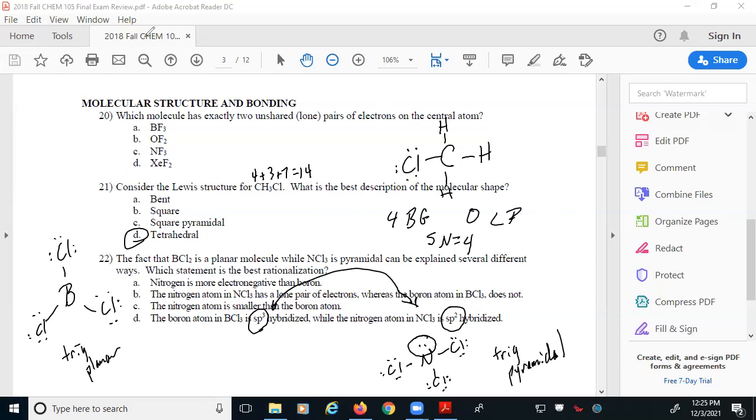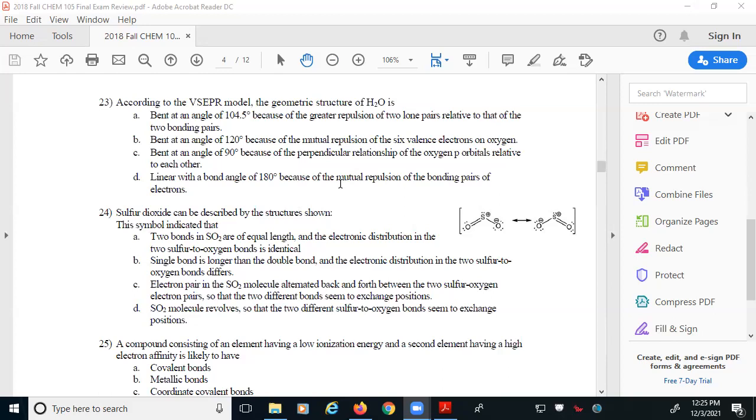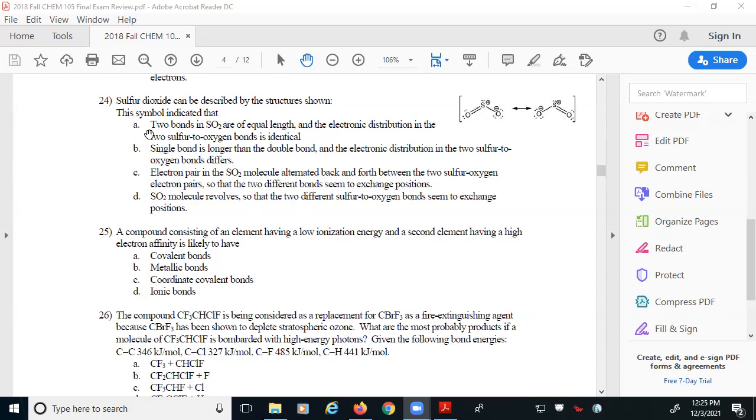All right, any questions with these 3 here? All right, let's look at number 24. Sulfur dioxide can be described by the structures shown. Structures shown are these ones over here. What can we say about those 2 structures? Can we say that the bonds in sulfur dioxide are of equal length and that the electronic distribution in the sulfur to oxygen bonds is identical? Could we say that the single bond is longer than the double bond, and that there is a difference in the structure itself?